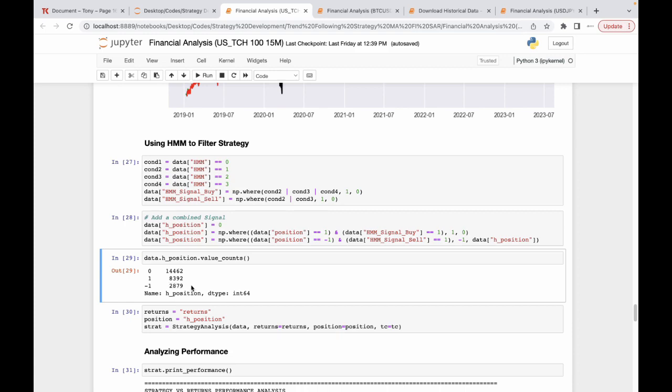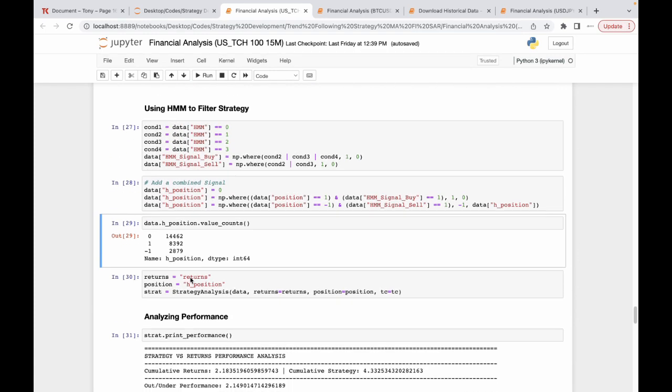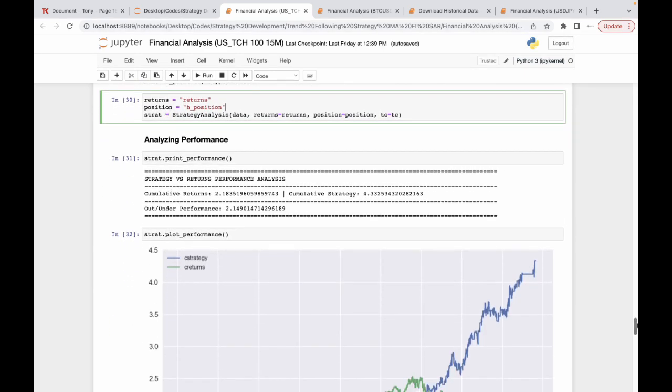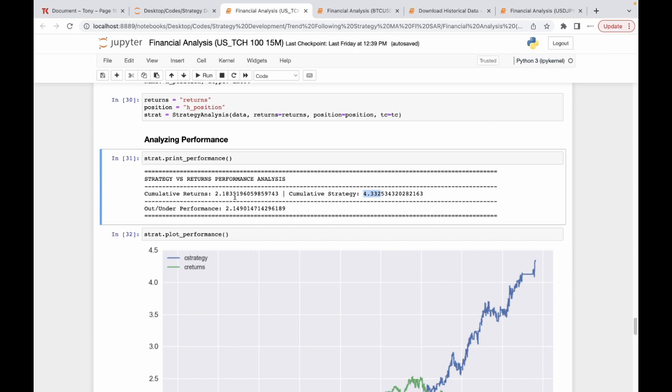So in a buy trade, 8,392 times, and then in a sell trade, 2,879 times. Then we did the same thing as we did in the previous class. We added our returns, positions, and also our trading cost. So going down here, our cumulative strategy now returned 4.33, outperforming our default buy and hold strategy by 2.1490.